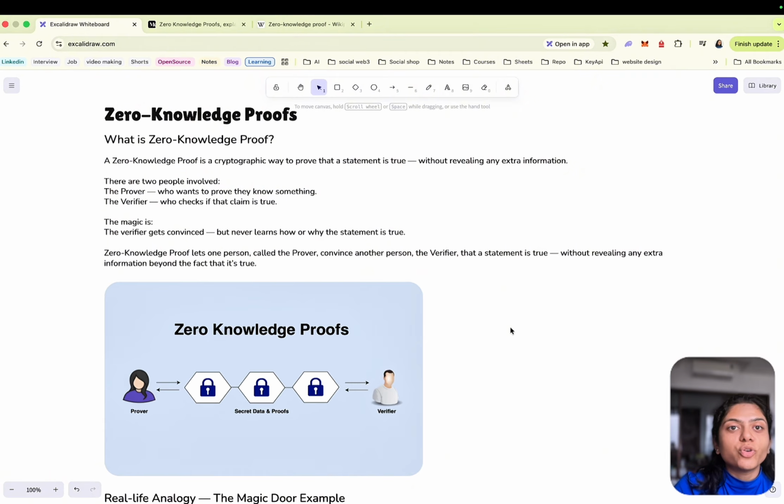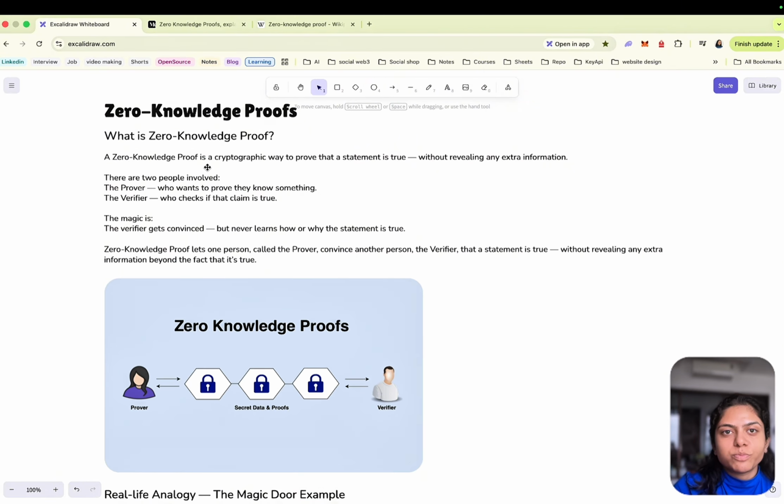Zero knowledge proof. So in this video we will cover what zero knowledge proof really means, how they actually work step by step, a simple example, and where they are used in blockchain today. So let's start from the very beginning. What does zero knowledge even mean? What is a zero knowledge proof?